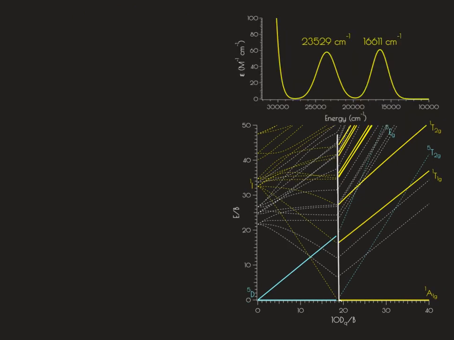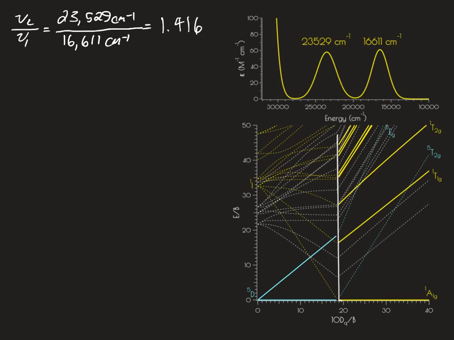Approaching this like we did for the nickel 2 plus 3d8 species, the first thing we're going to do is get the ratio of nu2 over nu1, which is 23,529 wave numbers over 16,611 wave numbers, which equals 1.416. So we're going to be looking for a ratio of our E over B's that equal 1.416.